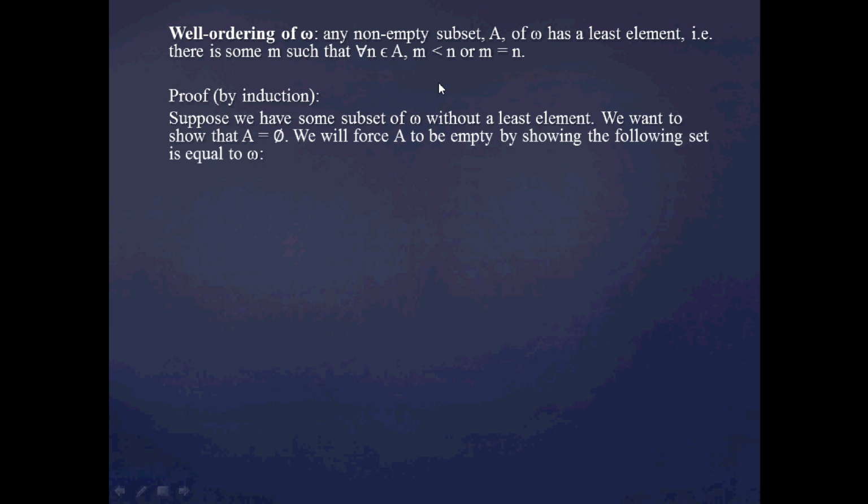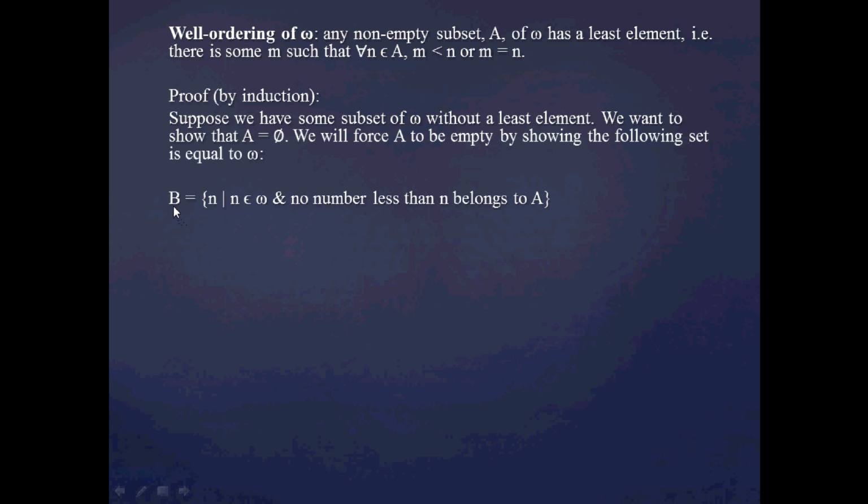The proof for this principle is a little bit involved as well, but here's the general argument. Suppose we have some subset of omega without a least element, and I'm going to call that set A. We're going to show that A is equal to the empty set. We're going to force A to be the empty set by showing that the following set is equal to omega.